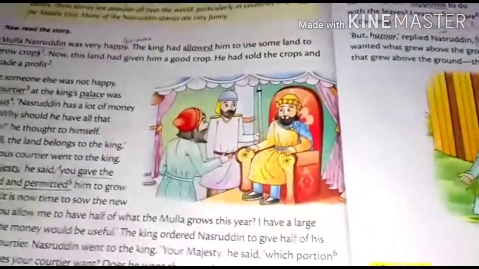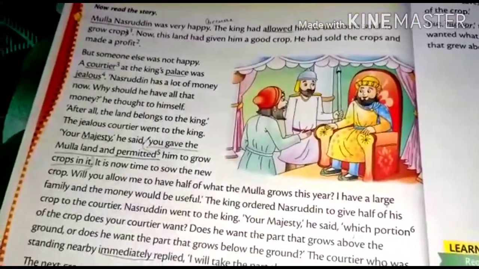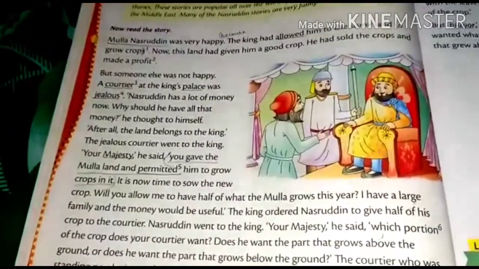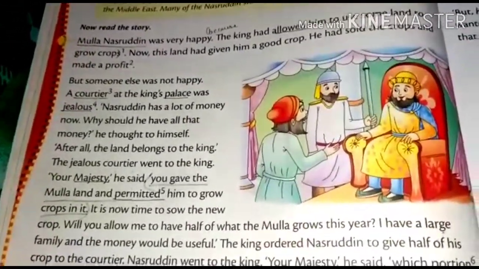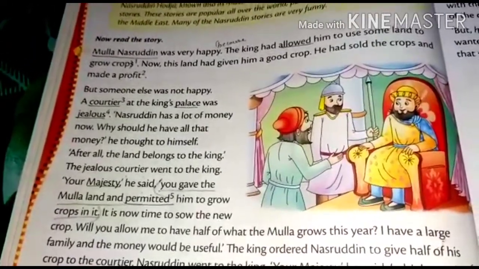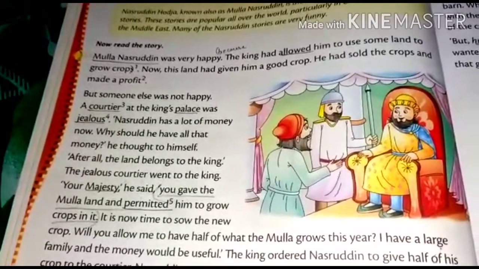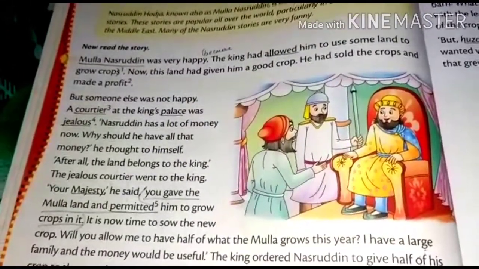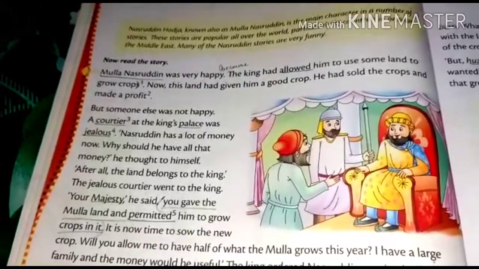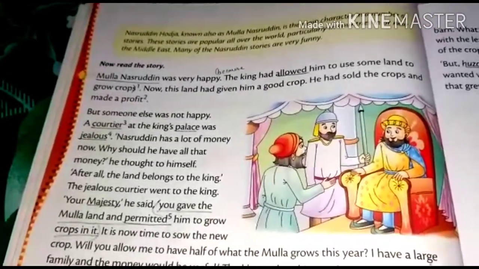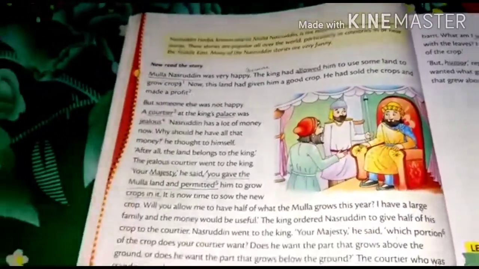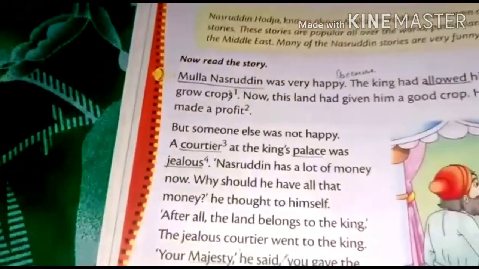So students, before starting the chapter, I would like to give you a small summary of the story, and then we will go through the reading part. This story tells us how, using his intelligence, Mullah Nasruddin was able to teach a lesson to a greedy and jealous courtier without going into any confrontation with him. It's a very amusing folk tale, and we learn how we can cleverly solve problems in a peaceable manner. Okay, so let's begin with the reading part.